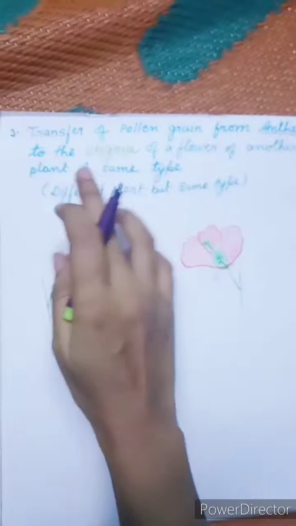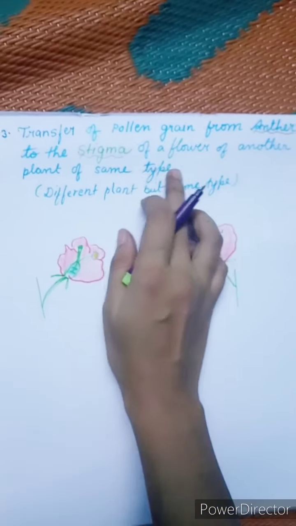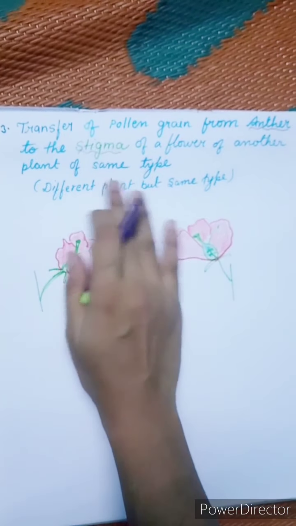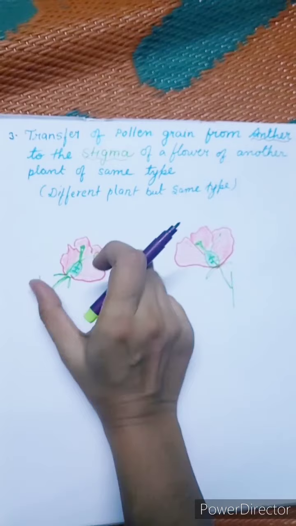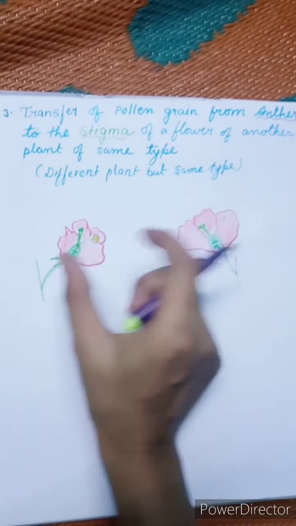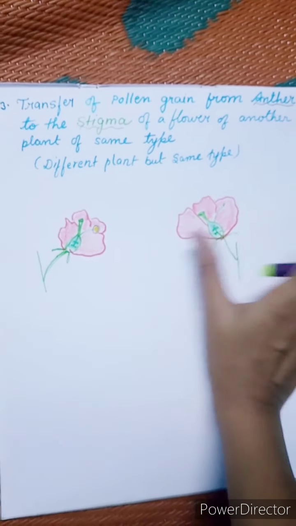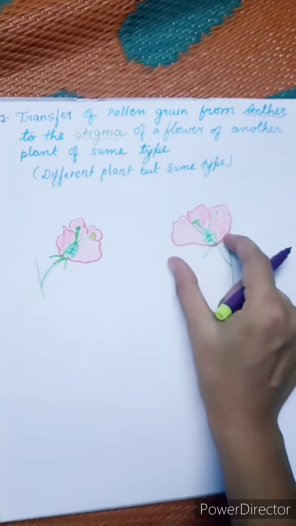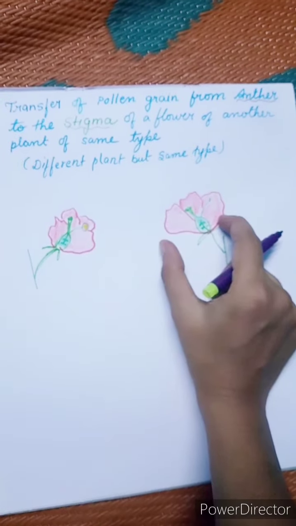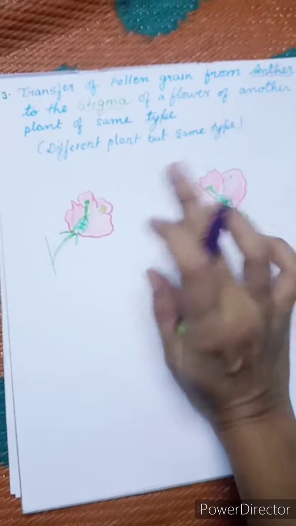So students, you can see transfer of pollen grains from anther to the stigma of a flower of another plant of the same type. Same type means here transfer occurs in another plant but it is of the same type. Suppose this is a hibiscus flower, so this flower also will be the same hibiscus. It will not be changed. If this is hibiscus, this will not be any other flower like chrysanthemum. No, this will be of the same type.